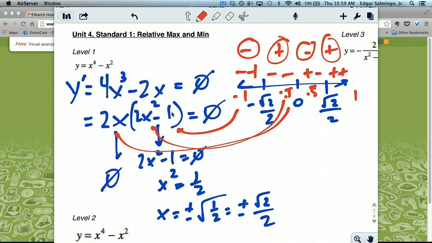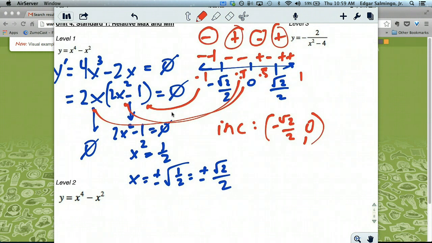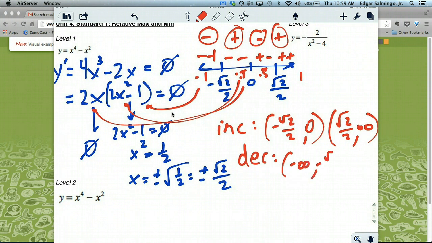Okay. So what does this tell me? This tells me I am increasing. Okay, I am increasing from negative radical 2 over 2 to 0, and from radical 2 over 2 to infinity. Okay. This tells me I am decreasing from negative infinity to negative radical 2 over 2, and from 0 to radical 2 over 2. And all I'm doing is just reading these intervals to where it's positive and negative.